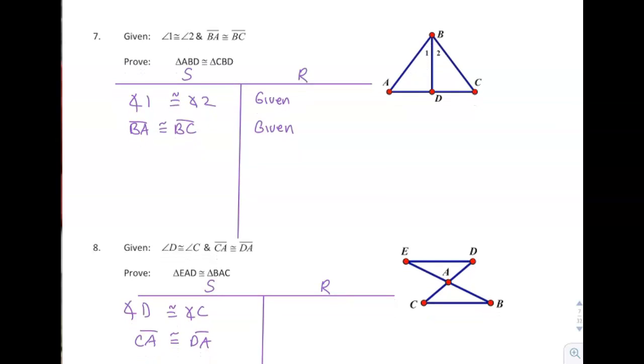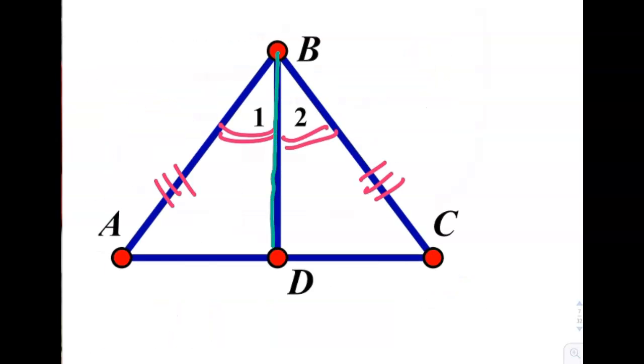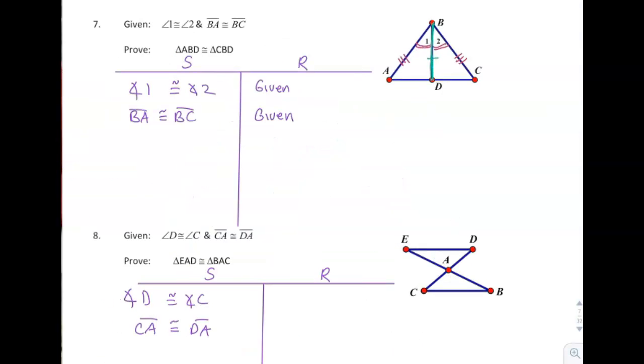Number 7, here's your givens. Mark the picture. So it told us that angle 1 was congruent to angle 2. It told us that BA is congruent to BC. What else do I know by looking at this picture? This should jump out at you by now. This is a shared side. So we have BD is in this triangle, and BD is also in this triangle. And obviously they're congruent because they're the same thing. So BD is congruent to BD, and that's the reflexive property when you share a side.